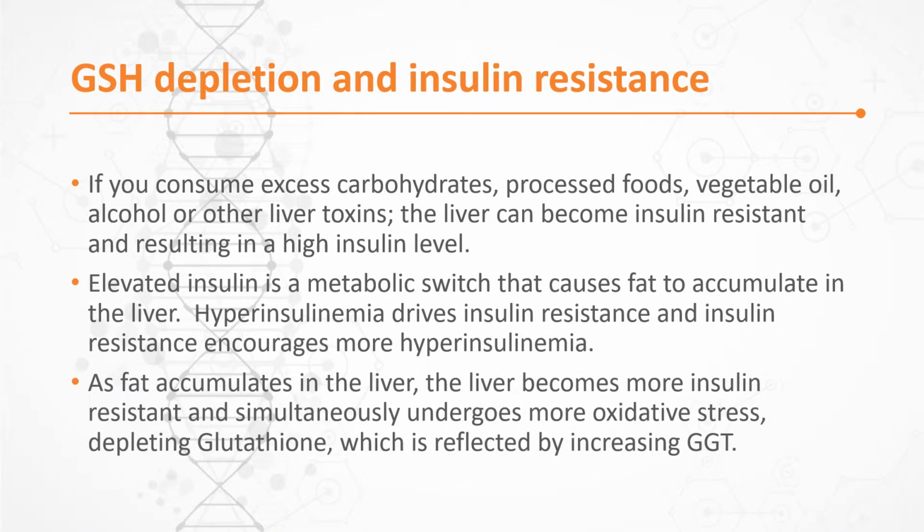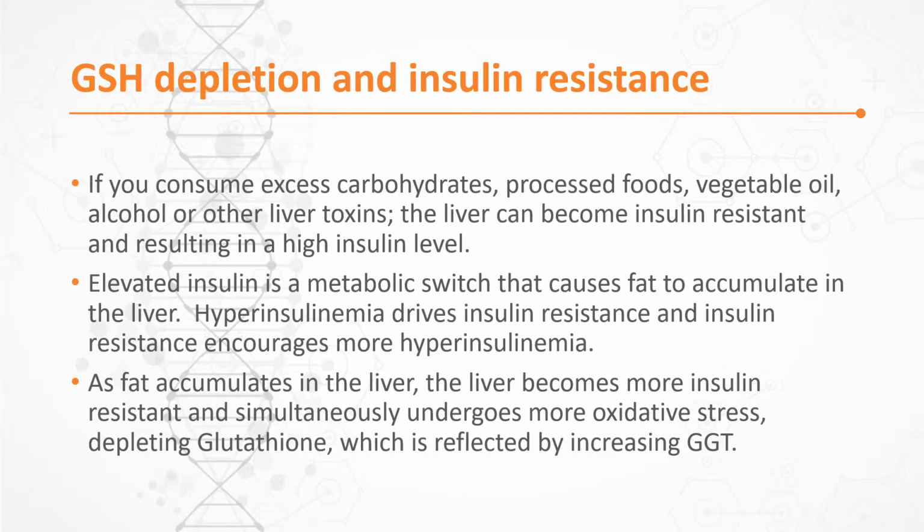Glutathione depletion occurs with insulin resistance. If you take in too many carbohydrates, too much processed food, too much omega-6 vegetable oil, or alcohol or other liver toxins, you create reactive oxidative stress in the liver. And the liver starts to become insulin resistant. And as it becomes insulin resistant, you get increasing insulin levels. And as you get increasing insulin levels, you get more fat accumulation. As you get more fat accumulation, you become more insulin resistant.